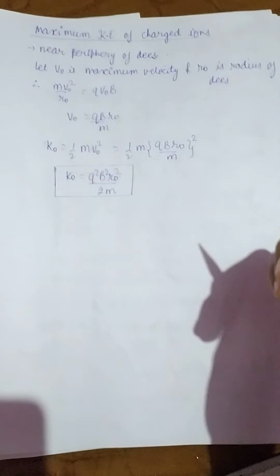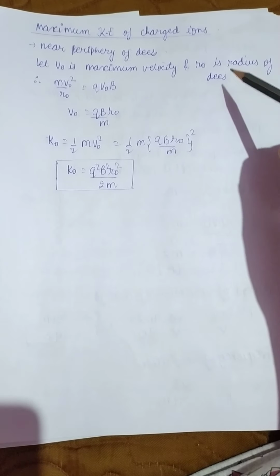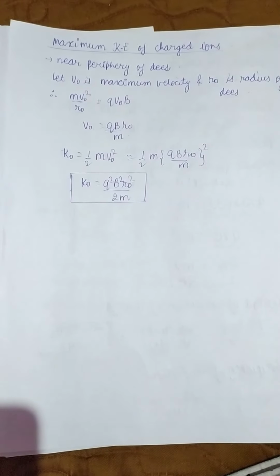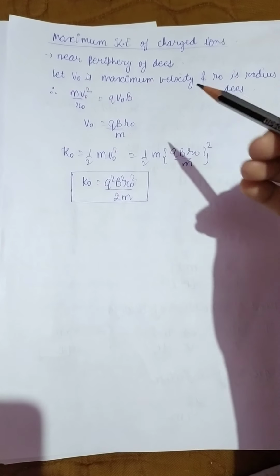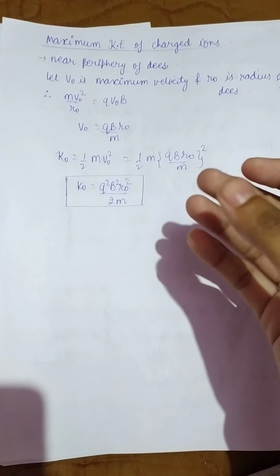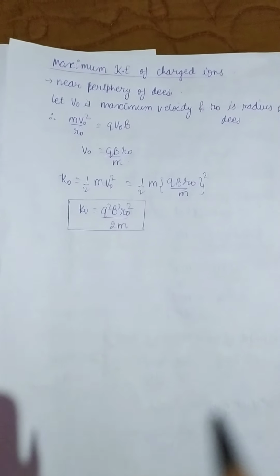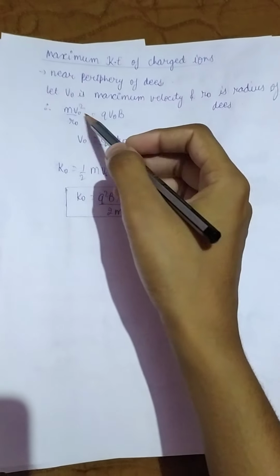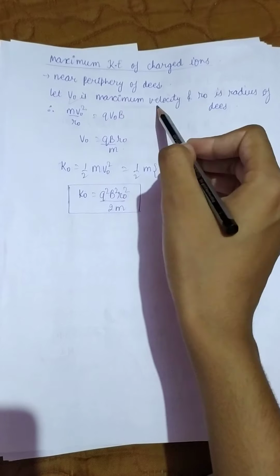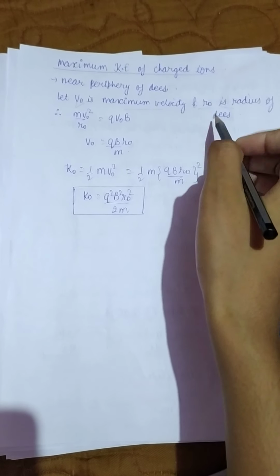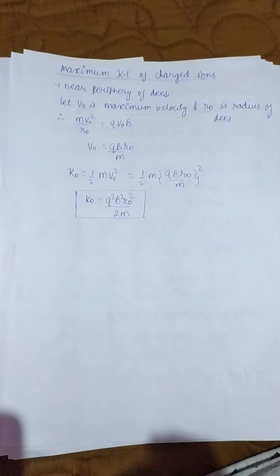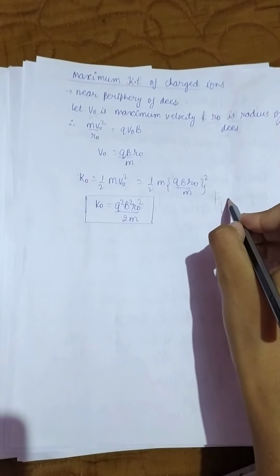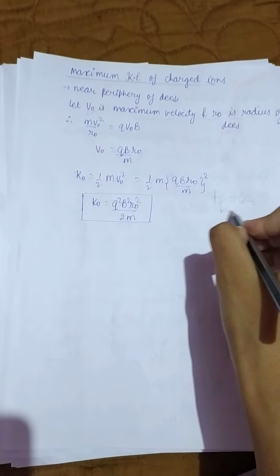Okay, now we want to find the maximum kinetic energy that these charged particles will attain. How can we do this? We already know that the charged particles, or the ions, will attain maximum velocity near the periphery of the Ds. So let us consider that v naught is the maximum velocity and R naught is the maximum radius of the Ds. We know that the force on the charged particle is equal to the centripetal force, so this is what we have applied here.